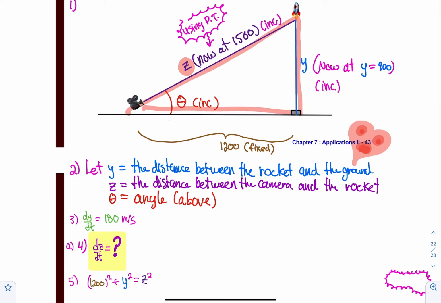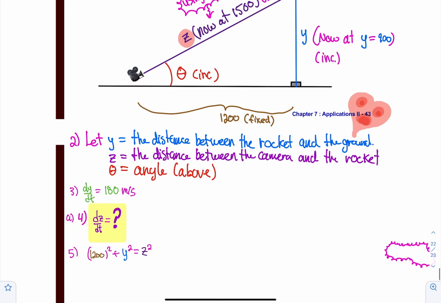So by taking the base squared, which is 1200 squared, which will expand to 1,440,000, plus y squared is equal to z squared. So that's my equation that links the variables. But remember, the goal is to find an equation that links the variables and their rates. Okay, so related rates here. The next step is to compute the derivative on both sides.